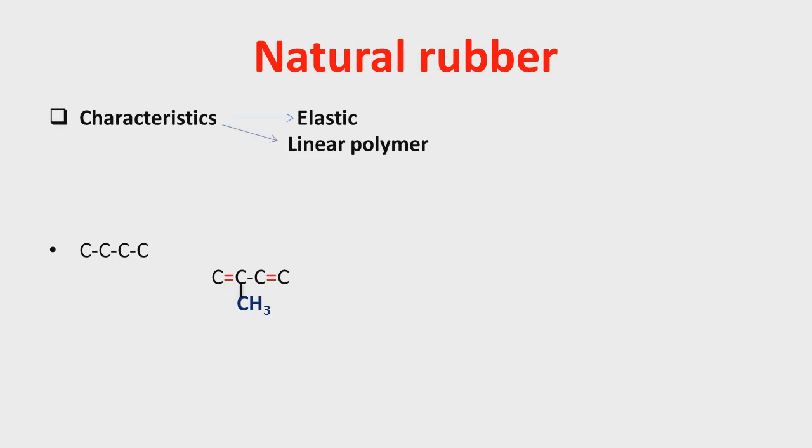It is a linear polymer and has low density. Also you have to remember the monomer of this natural rubber. So the monomer of this natural rubber is 2-methyl 1,3-butadiene. Now we will see how to draw the structure of this monomer. The parent compound of this monomer is buta. Buta means what? The presence of 4 carbon atoms in that structure.